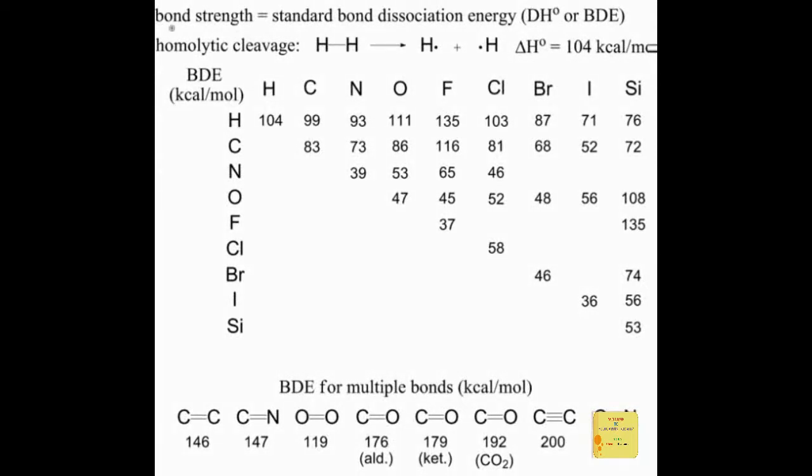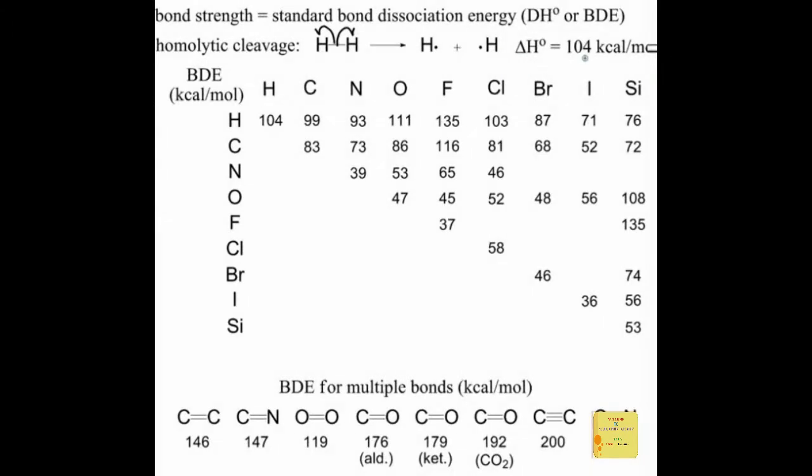And bond strength is defined or described by the standard bond dissociation energy. You could call that BDE for short, or DH naught. And that is defined as the energy required to break a bond in a homolytic fashion when in standard conditions and in standard states. So we're going to take this hydrogen-hydrogen bond, for example, and break it so that one electron goes to the left, one electron goes to the right. So our two products are two hydrogen atoms. We describe that as a homolytic cleavage because they each get one electron. They get the same thing.